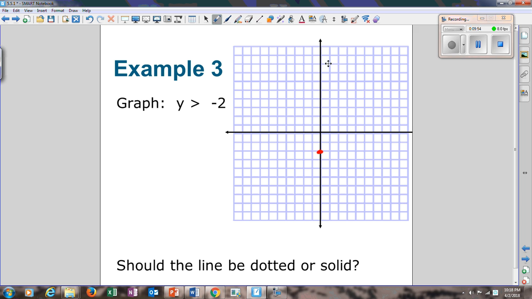Now, if y is greater than negative 2, it means that y could be any point above it. But since there's no x, it could be any one of these x's. And so we have a dotted line because it's just greater than, at -2, and you shade everything above it.